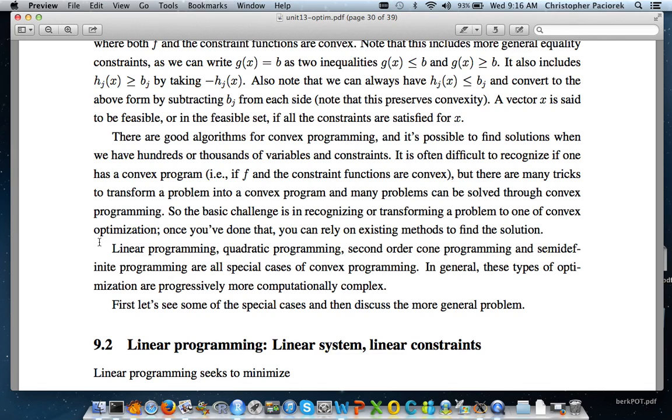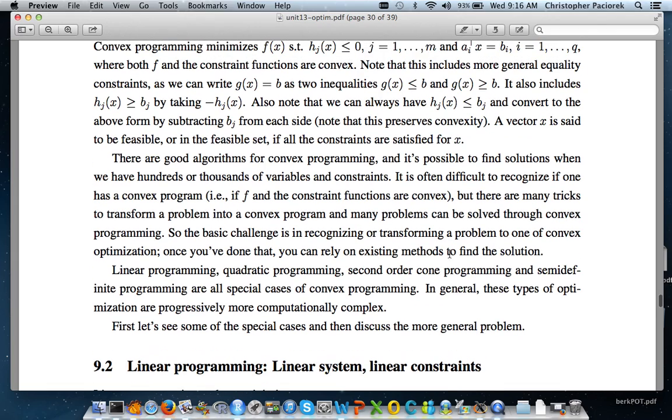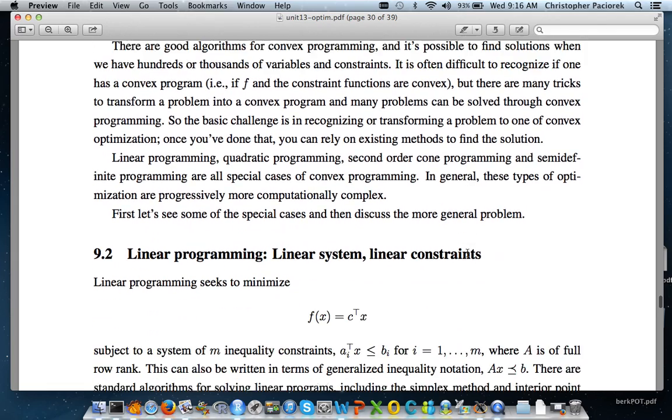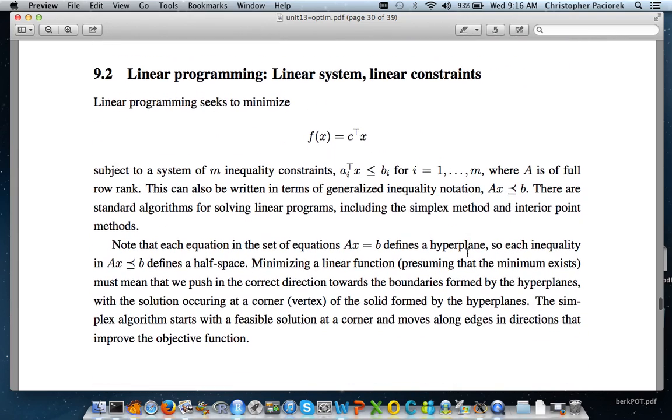And then the other thing I'll mention here is all of these terms like linear programming, quadratic programming, second-order cone programming, semi-definite programming are all basically special cases of convex programming. So if you hear those terms, that's basically talking about a particular kind of convex programming. Okay, so let's talk about a few examples.